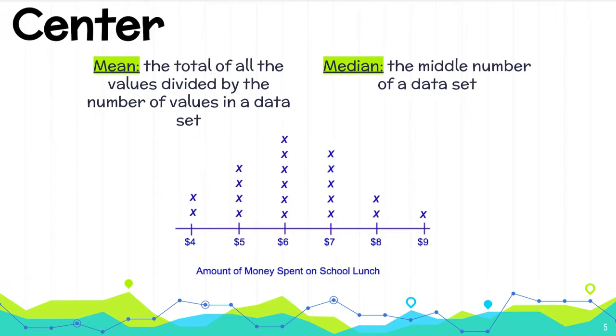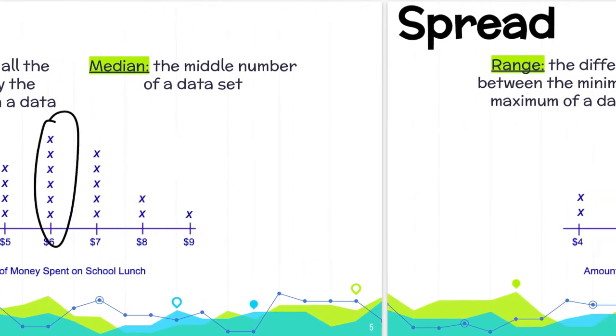Our first way of describing graphs is describing their center. Describing their center means looking at their mean, which is the total of all the values divided by the number of values in the data set, or by looking at their median, which is the middle number of the data set. Center describes exactly what it sounds like it would. It describes roughly where the middle of a data set is. So in this case, our center would probably be 6, to describe where the middle point of all of that is.